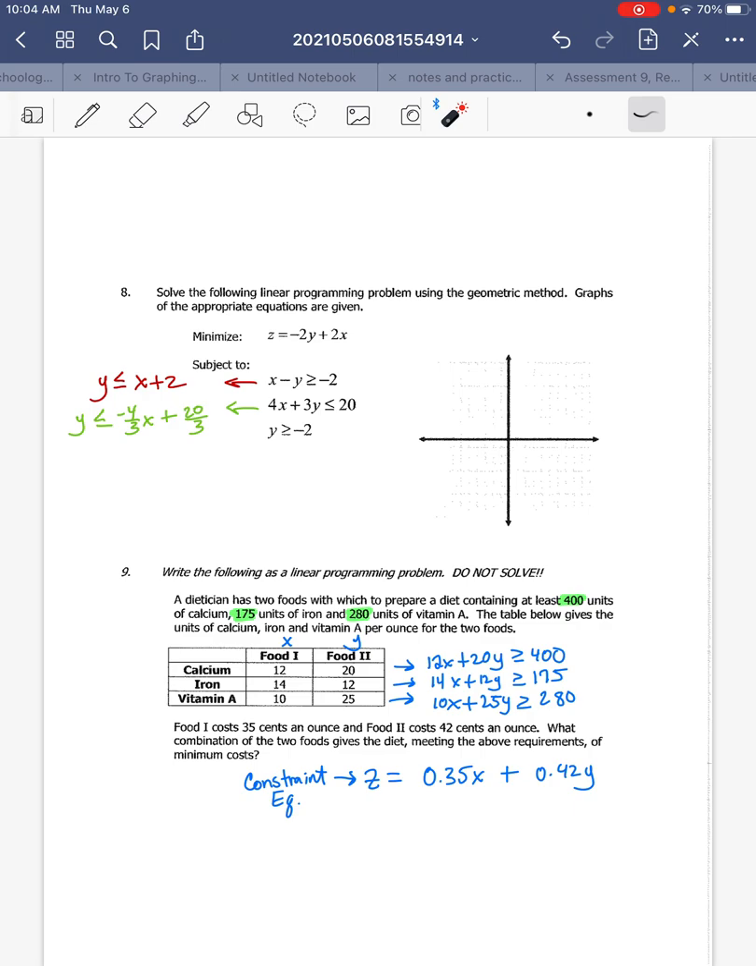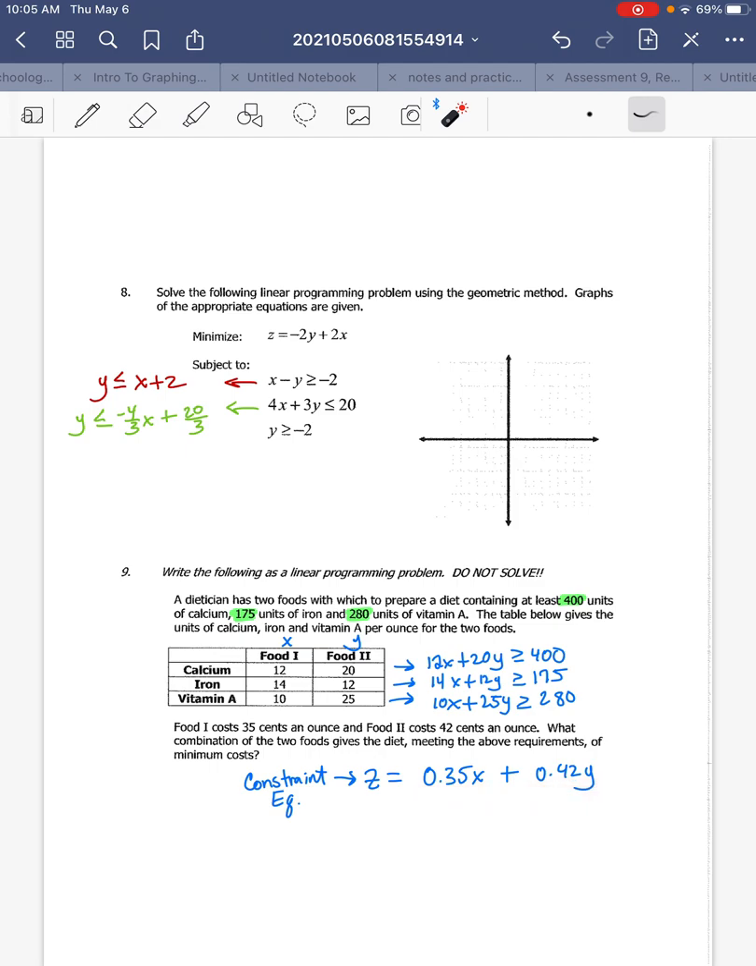In number 9 down below, you have to read it a couple times to figure out what's going on here. At first I was going to make this one x, y, and z, but then I started reading, and it's basically based on the constraint equation. Food 1 is 35 cents, and food 2 is 42 cents. So I knew I had to make this my x and this my y, because I wanted to spend the least amount of money. So I did 35 cents times x, food 1, and 42 cents times y, which is food 2.